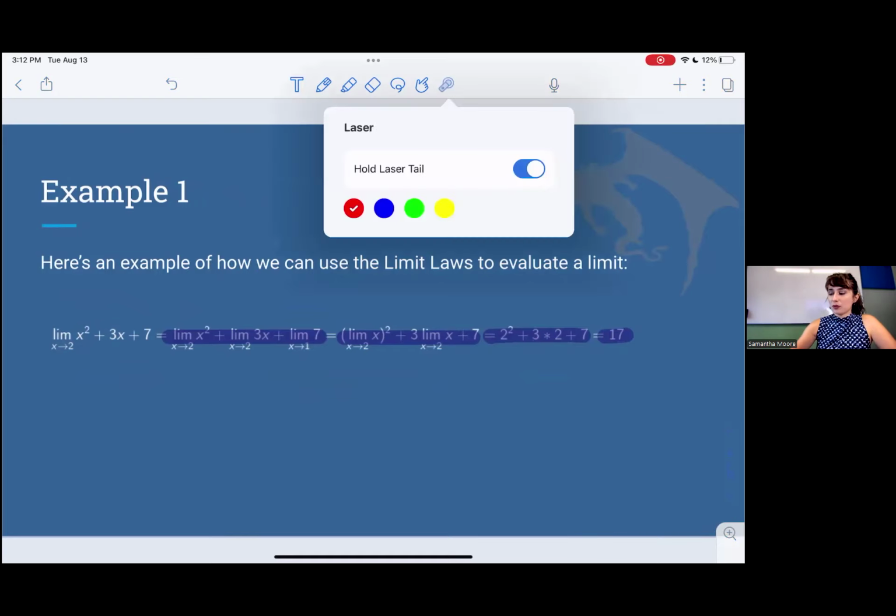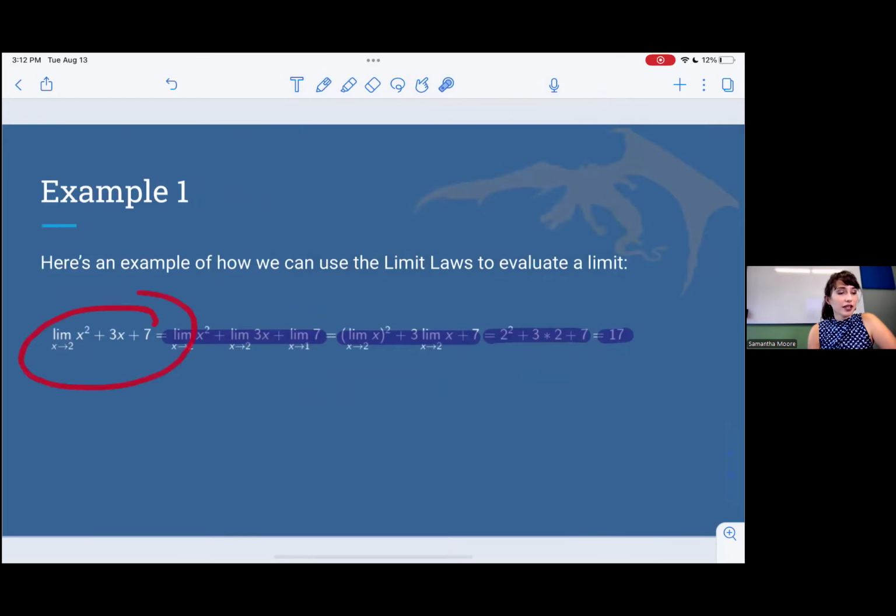Okay, so what we're trying to do here is find the limit as x goes to 2 of x squared plus 3x plus 7. Right now, all that I have in our arsenal is that I could come up with a sequence of x values getting closer and closer to 2, and then look at what the y values are doing in this function, but that feels messy. So instead, let's try to use our limit laws to break that down and do that a bit faster.